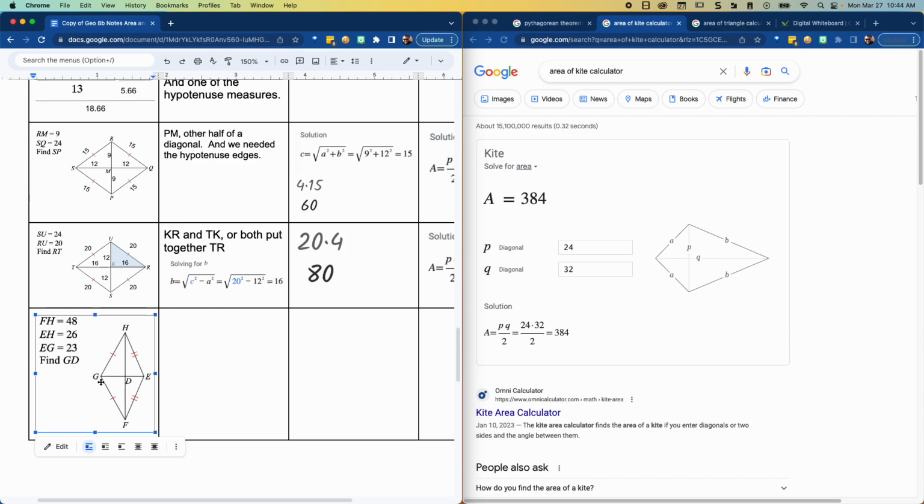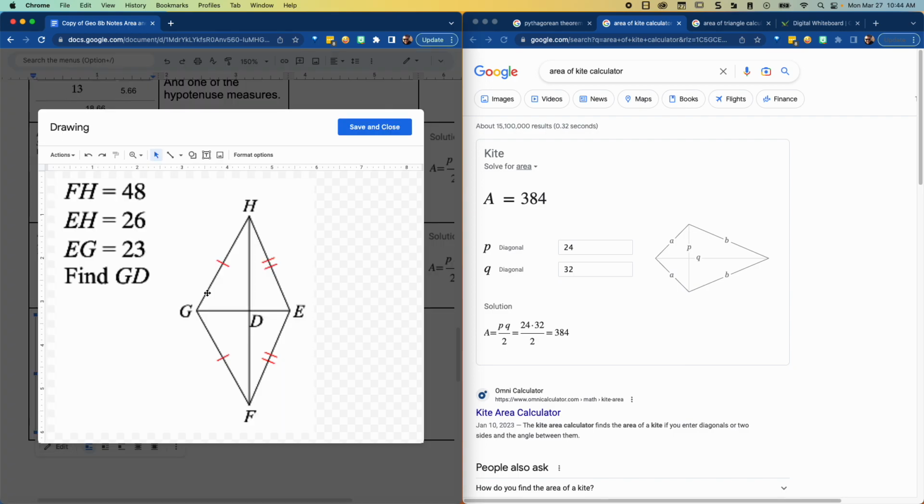symmetry as a rhombus, but it has enough pieces that we can put things together. So let's start out with FH equals 48. Well, that tells me if this top to bottom is 48, a kite has a symmetry where the top and bottom in this case will fold into itself. So I can say that this piece here is 24, which is half of that 48. Do the same for that one. So that's 24 down there.